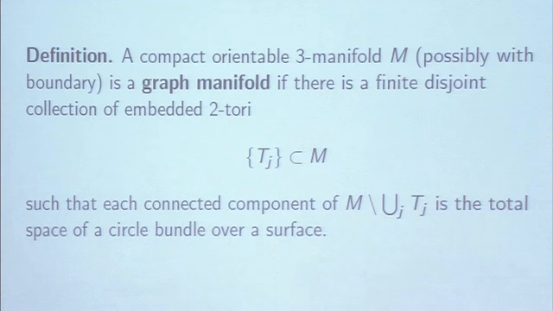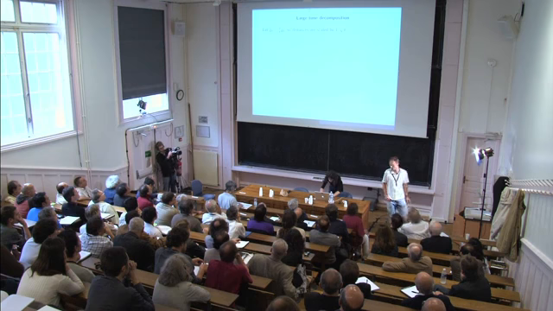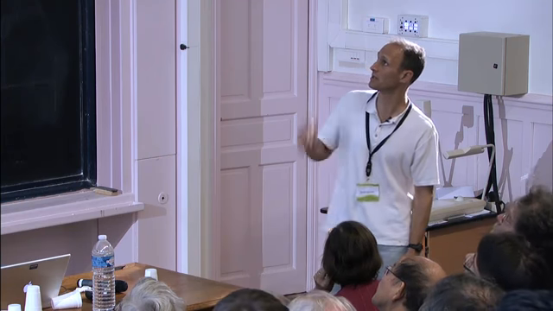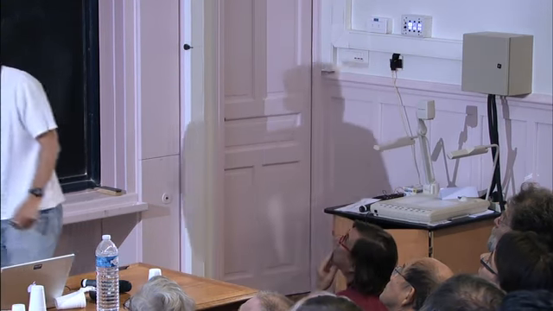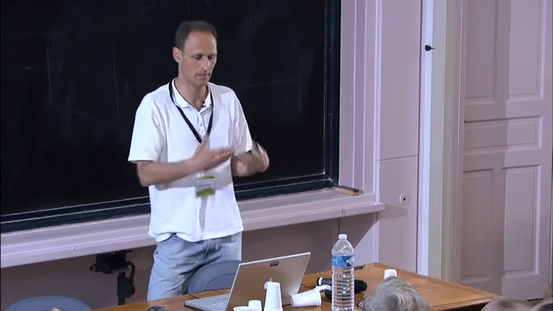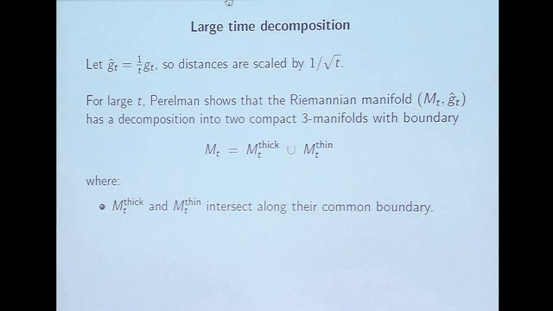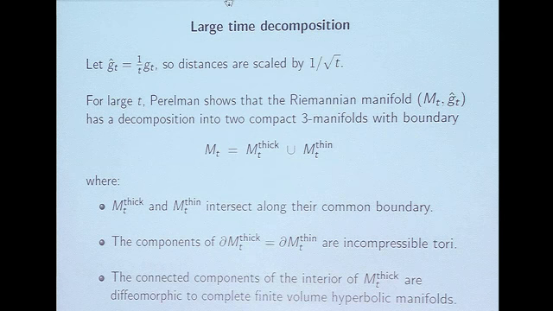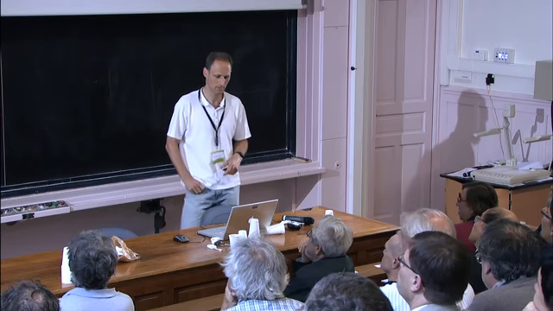All right, so now let's return to the Ricci flow with surgery. So we have the metric g_t. What I'll do is rescale the metric tensor by 1 over t to define the metric g hat of t. And so the distances will be scaled by 1 over root t. And Perelman shows that this manifold has a decomposition into two pieces. These are compact manifolds with boundary. So call one piece the thick part, the other the thin. These two pieces meet along their common boundary, and the boundary components are incompressible tori. So these are embedded tori. Their fundamental groups inject in the fundamental group of the manifold M_t. And the thick pieces, or the connected components of them, are diffeomorphic to finite volume hyperbolic manifolds. And the thin part is a graph manifold.